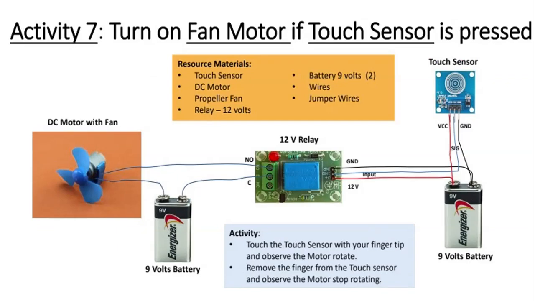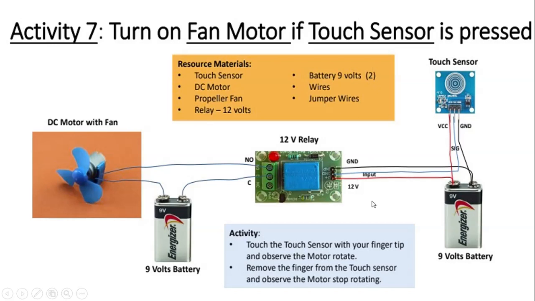In the next activity, you can observe how to turn on a fan motor with a touch sensor. The touch sensor has three terminals: one is the VCC, second is the signal, and third is the ground. The VCC is connected with the 9-volt battery, the ground is connected with the negative terminal of the 9-volt battery, and the middle terminal is connected with the relay.